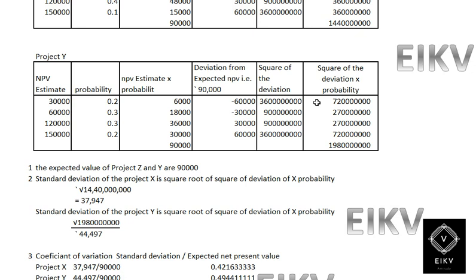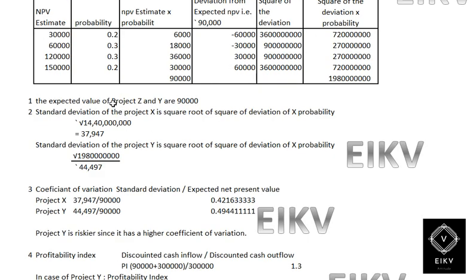So we'll get the amount of x minus x dash the whole square as 360 crore, 90 crore, 90 crore and 360 crore. After that we need to multiply it with the probability. So 360 crore multiplied by 0.2 will give you 72 crore, and 27 crore, 27 crore and 72 crore respectively. Therefore the total amount will be 198 crore. After that we need to take the root.